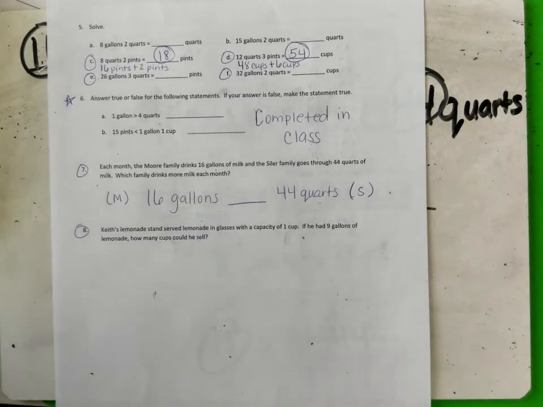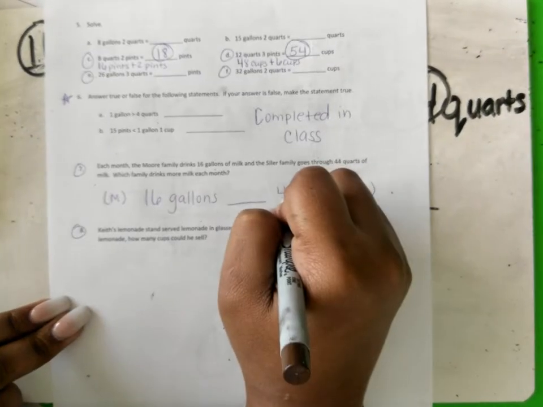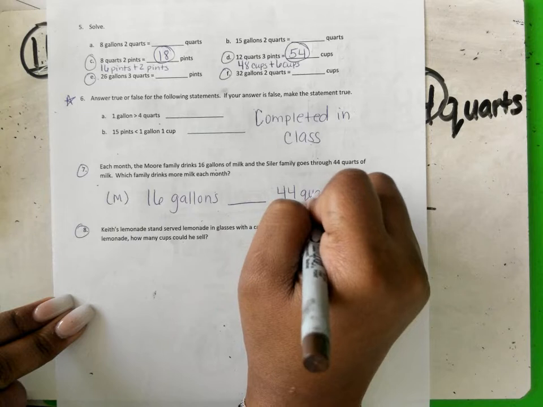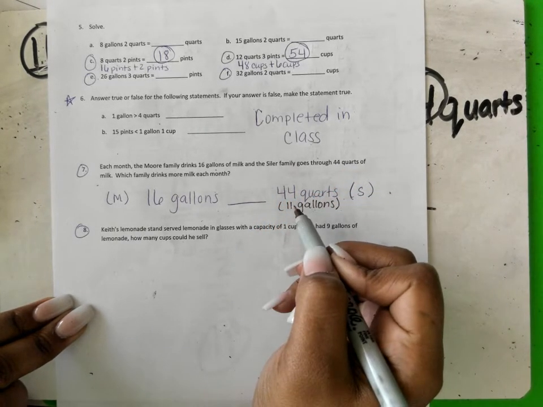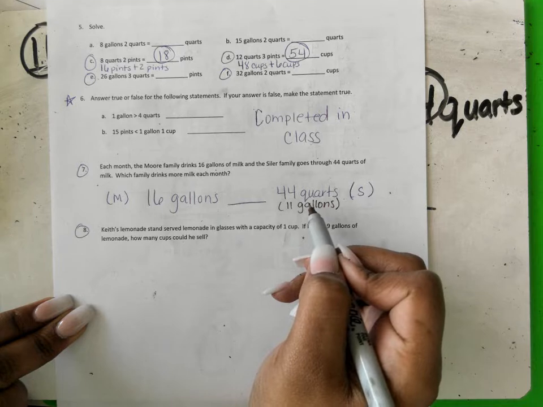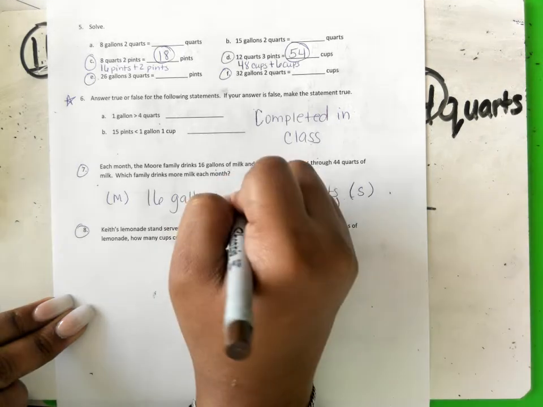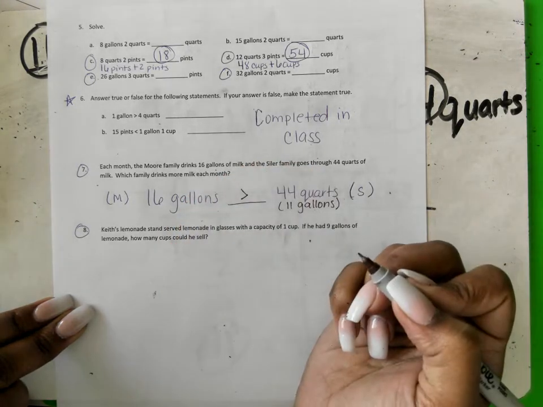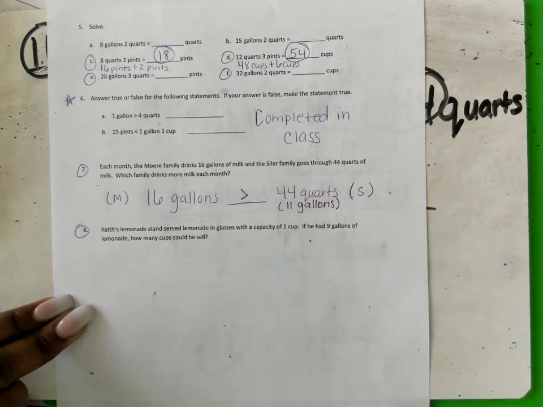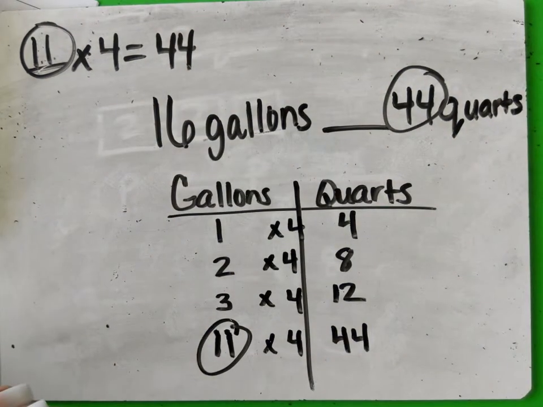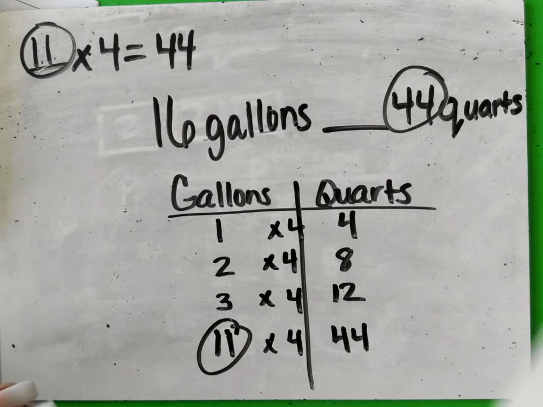Here, I'm going to write this. So now I have 11 gallons here. I know that it's easier for me to compare now that 16 gallons and 11 gallons. I know that 16 is greater. So therefore the Moore family has more or drank more milk. Okay? So notice how I work this out. Okay?